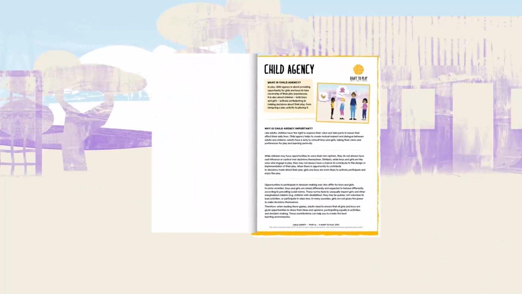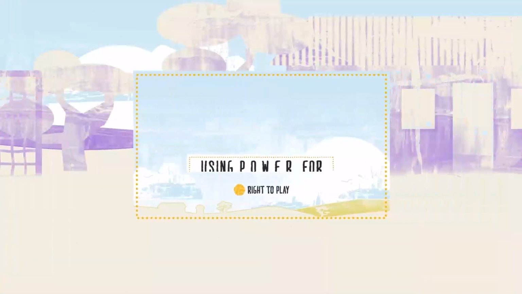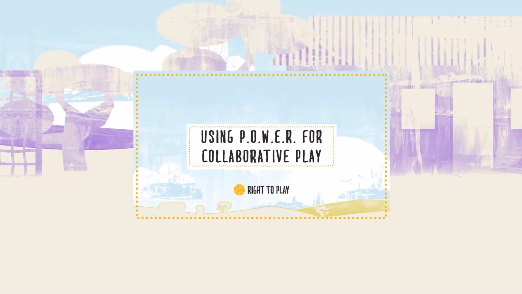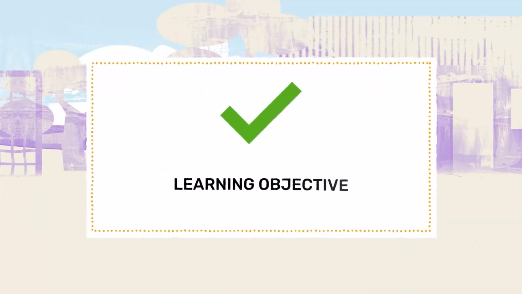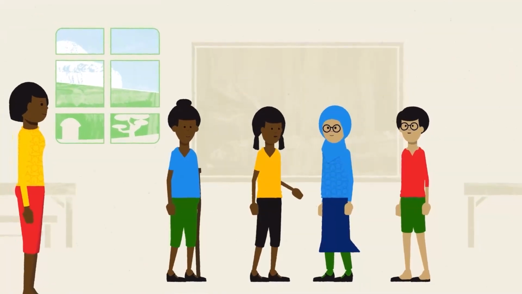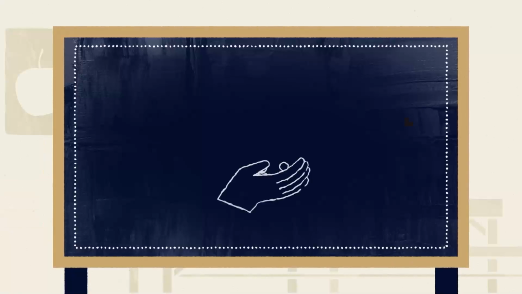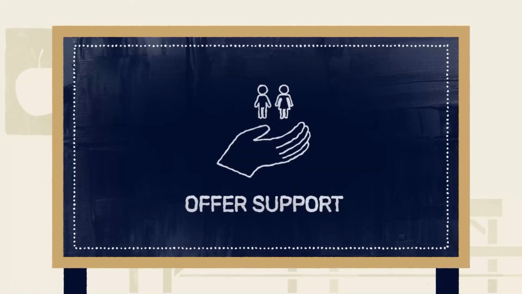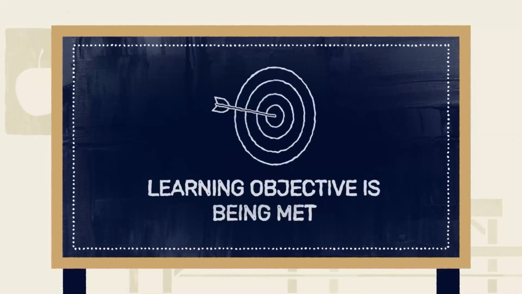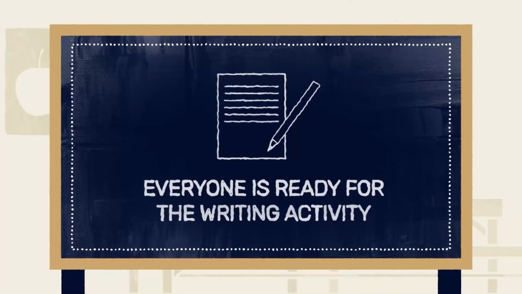For more ideas, check pages 16 to 18 of your P.O.W.E.R manual and the video called Using P.O.W.E.R for Collaborative Play. As you work with students to change the activity, make sure it still meets the learning objective. To help students meet the learning objective, Miriam moves around and observes them form adverbs. This lets her know how to best offer support, make sure the learning objective is being met, and make sure everyone is ready for the writing activity.